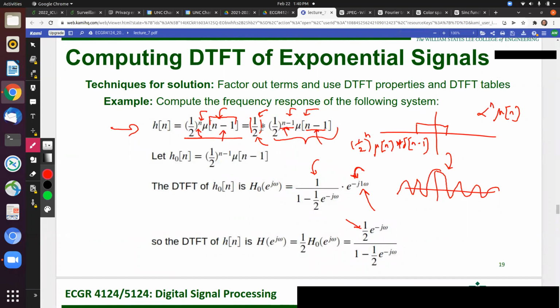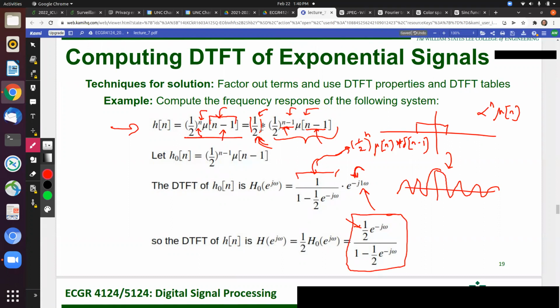Then this factor is just the Fourier transform of 1/2 to the n u of n, right? That's alpha to the n u of n. And so that's how we get this term. But we had to factor out this 1/2, so we also have to put that factor in again, which is why this is the final solution. All make sense? Okay.